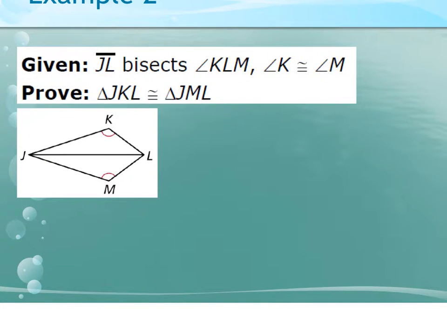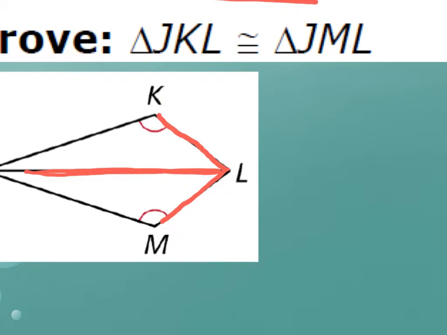I'm just going to draw in the things that they ask me to do. It says that JL, this line right here, bisects angle KLM. What does that mean? It goes right through the middle. Okay, so what does it do to it then? It splits it in half. Well, how does that help me? It means these two angles here are definitely congruent.